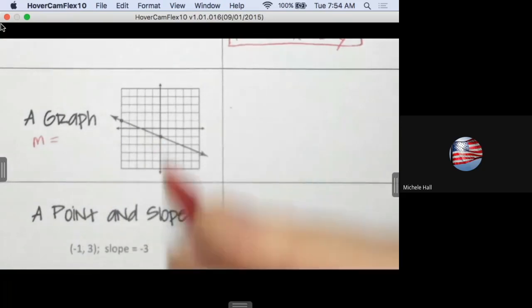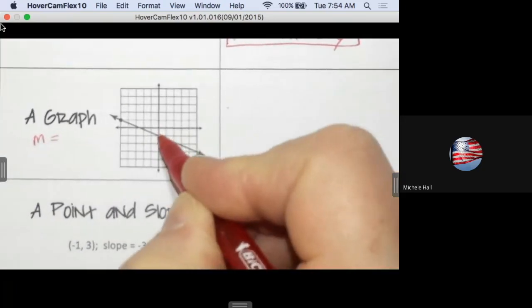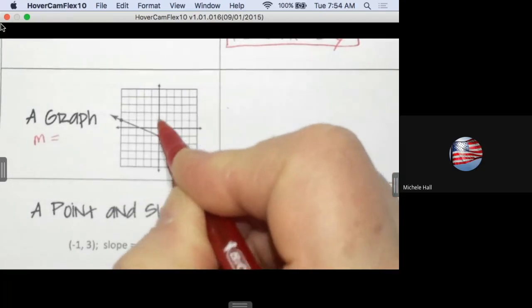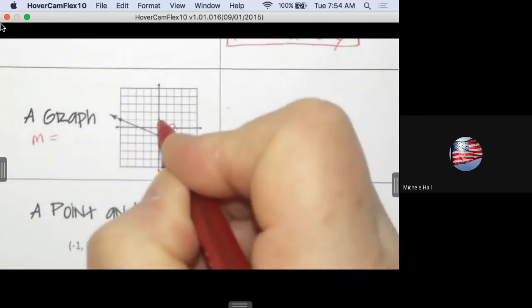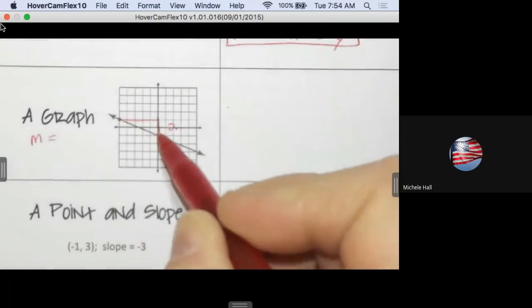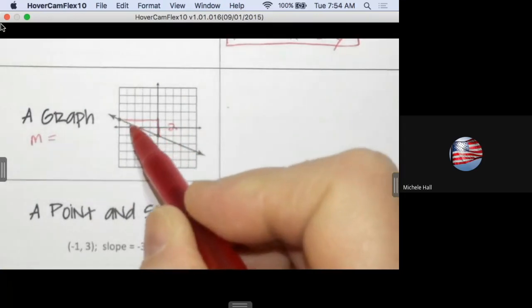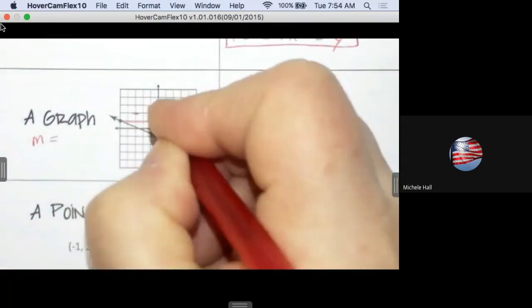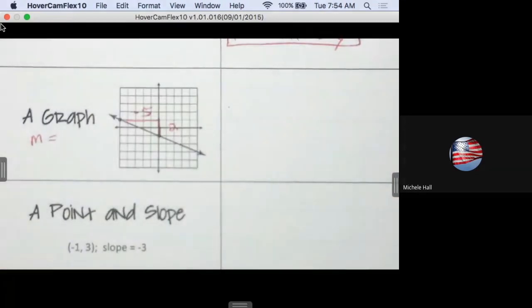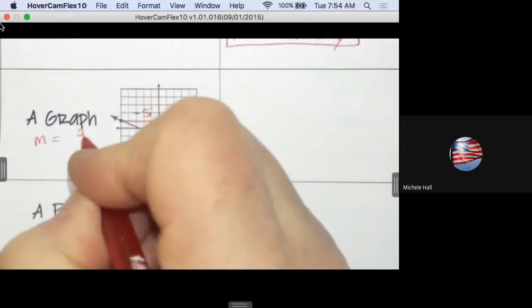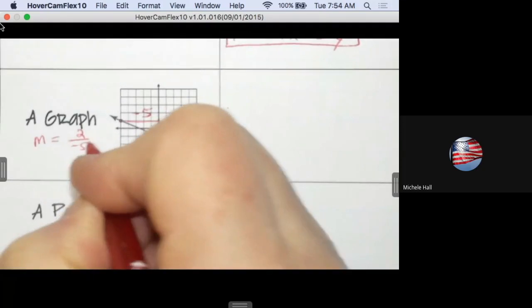So what's the saying that I'm going to use to find that slope? There you go. How much am I rising? 2. And then how much am I running? 2, 3, 4, 5. I'm going in the negative direction, so that would be -5. So my slope is rise 2, run -5.